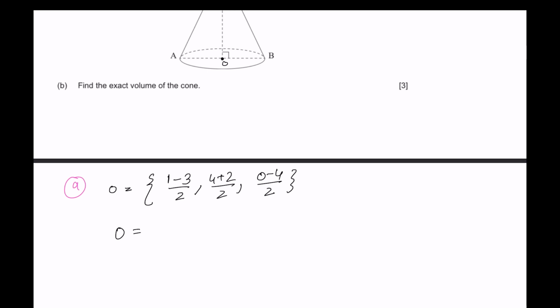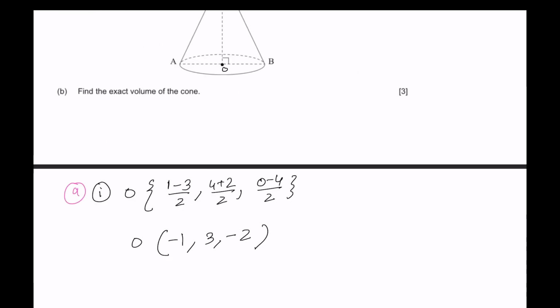If I simplify this, the coordinates of O would be, let me write it like this, minus 1, comma 3, comma minus 2. So that will be the coordinates of the center of the circle.